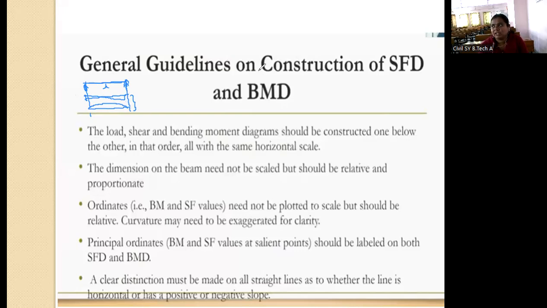Okay, after that please write down the second point. The dimension on the beam need not be scaled, but should be relative and proportionate.